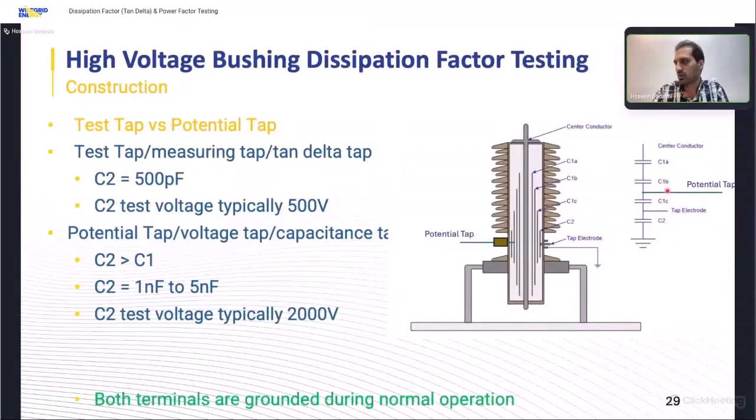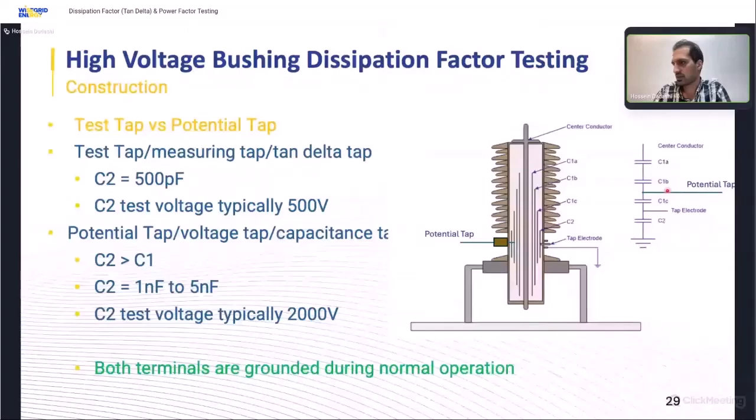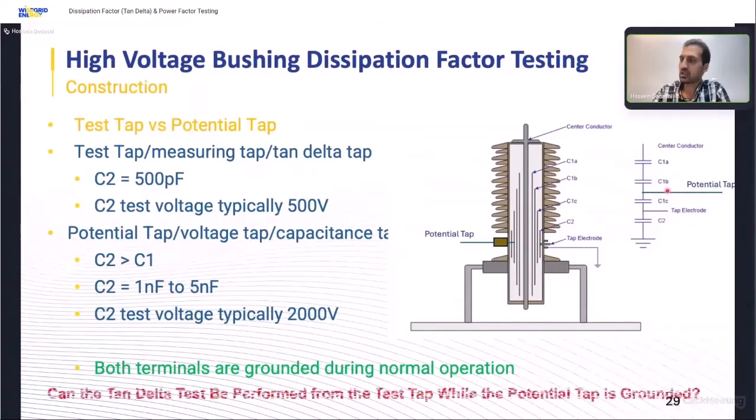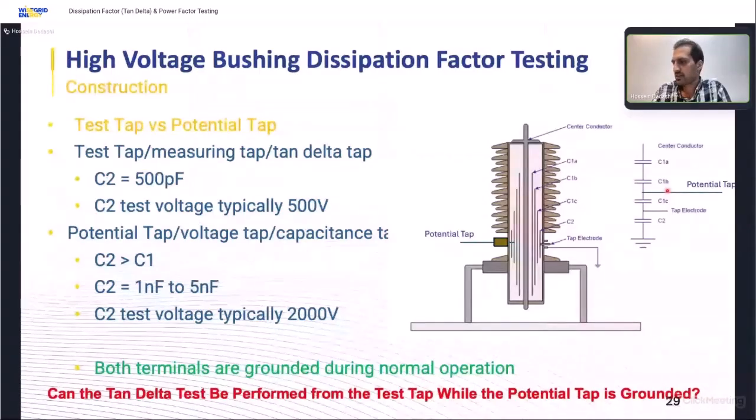It's especially for IEEE and C-type bushings. Both terminals should be grounded during normal operation. Also, we can use them for bushing monitoring. But there is a question here. Can we test from the test tab while the potential tab is grounded?